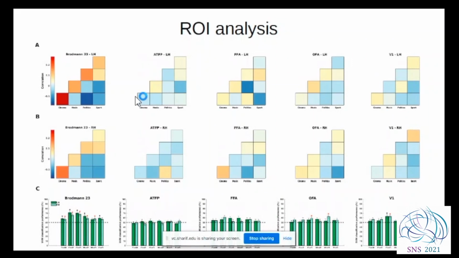So basically, we trained the classifier with 15 functional runs and tested on the remaining functional run to see whether the classifier can distinguish these 5 face categories based on the activation patterns. And again, Brodmann area 23 had a high decoding performance for all possible pairs of classification, for example, cinema versus music, cinema versus politics, and so on. And the other regions didn't have much decoding performance.